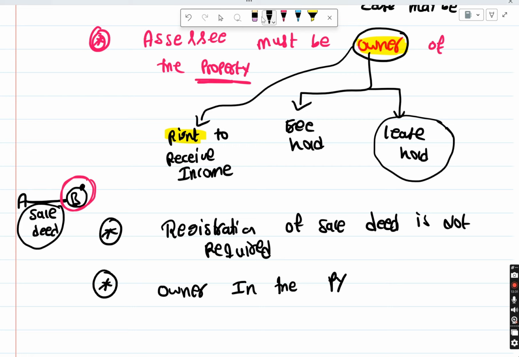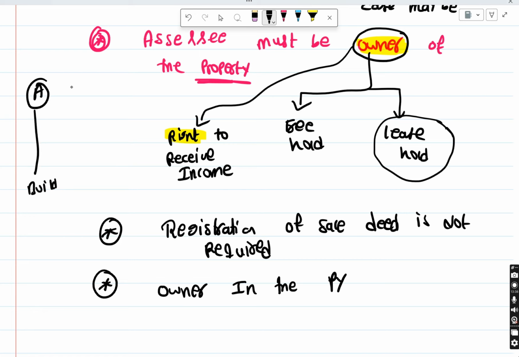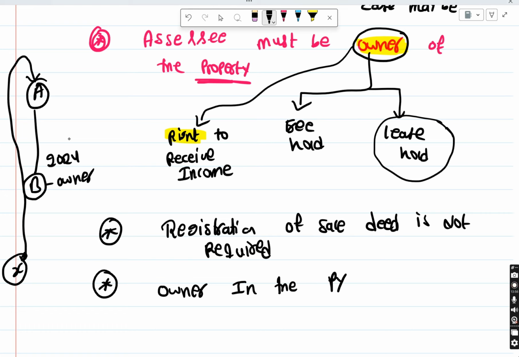What does that mean? Let's just say A transferred that building to B, or A sold that building to B. Now who is the owner? B is the owner, right? So there is something called X. This transaction happened in 2024. X was the tenant of A. When A was the owner, X was the tenant, in 2020.